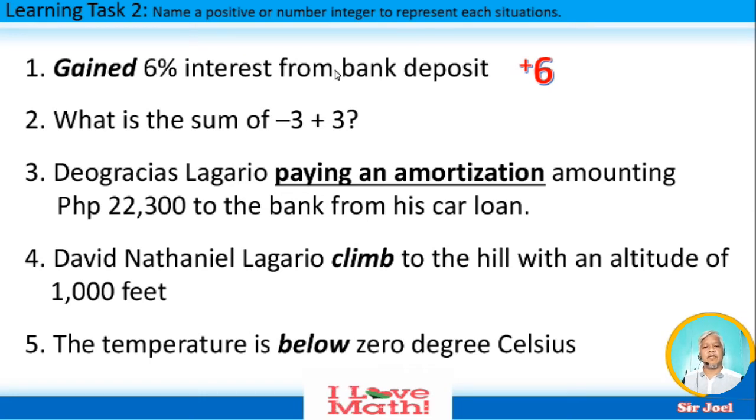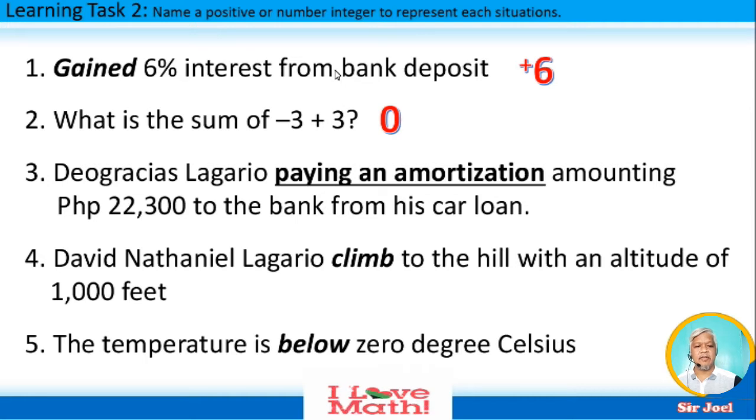Okay? Next, what is the sum of negative 3 plus 3? If you look at the two given, you have negative 3 and positive 3. At kagaya ng sabi natin, pag sinabi natin sum of the opposites, okay, the answer is 0. Number 3, Deogracias Lagario paying an amortization amounting 22,300 pesos to the bank from his car loan. So, in this case, nagbayad ng amortization si Mr. Lagario. Okay?